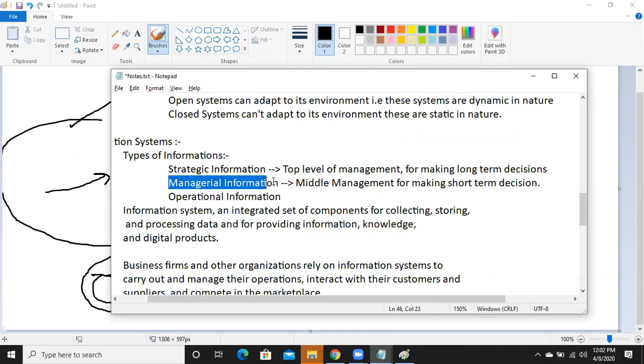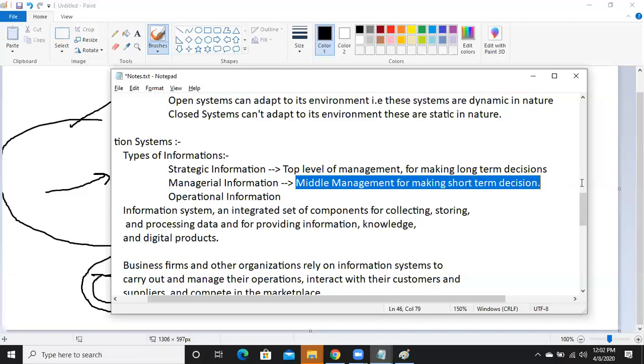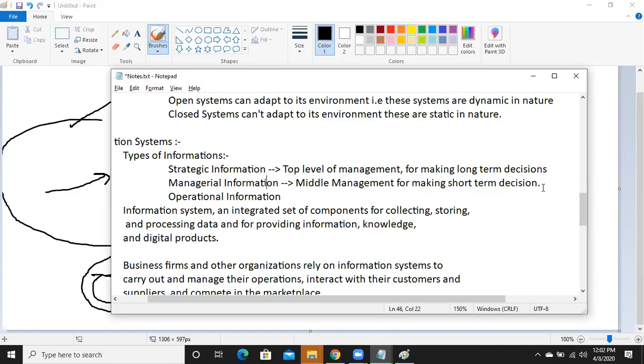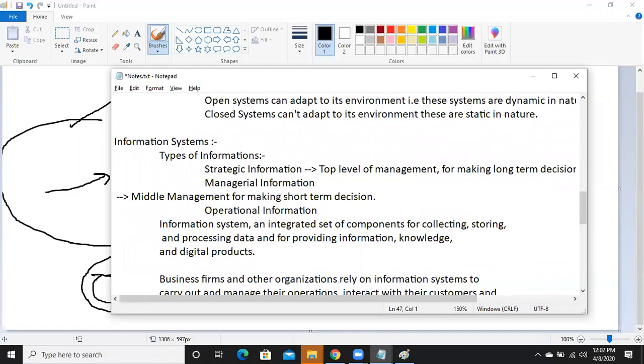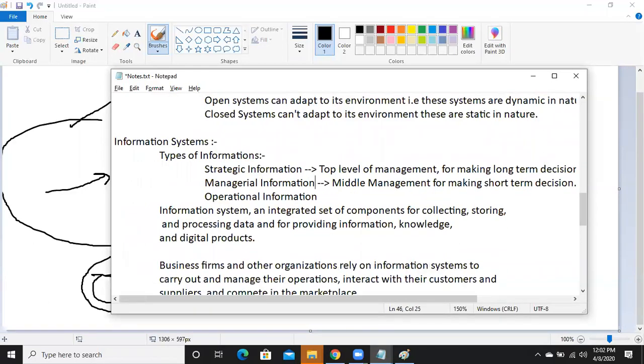Now the managerial information is basically that information which is required in order to make the short-term plans. Short-term plans, just like quarterly plans, we can say that the checkpoints which we have to achieve, right? Like for example, after 7 days we have to achieve that particular goal. After next 7 days we have to achieve that particular goal. So all those information which is actually required to make the short-term plans will be known as the management information.